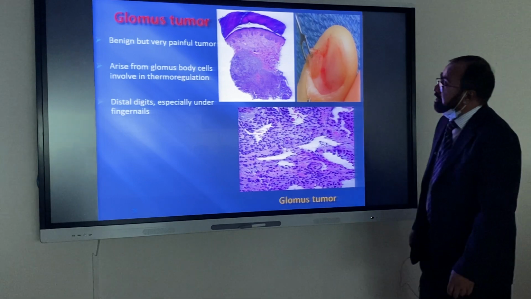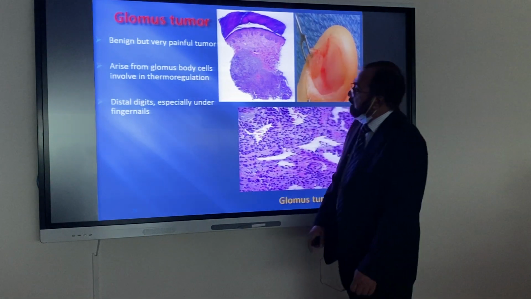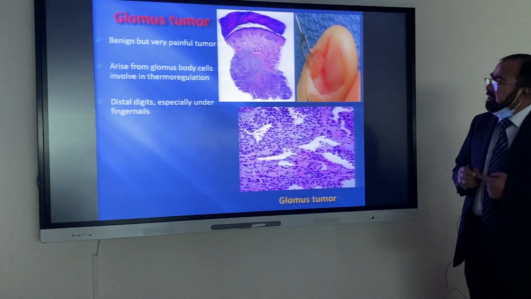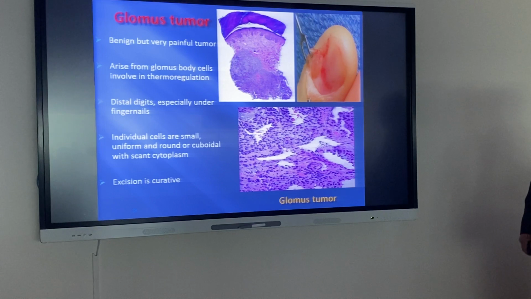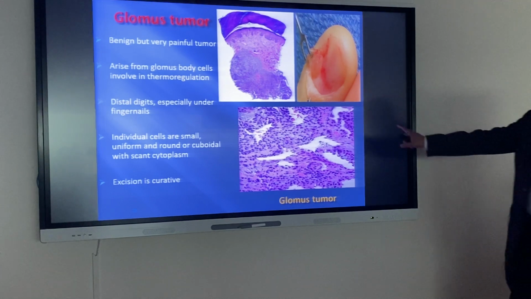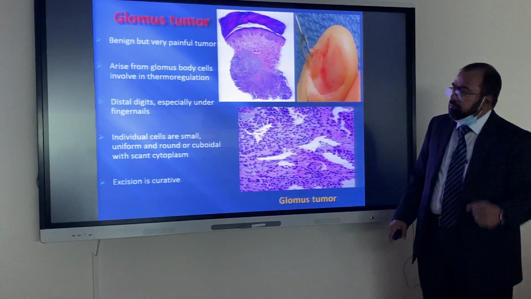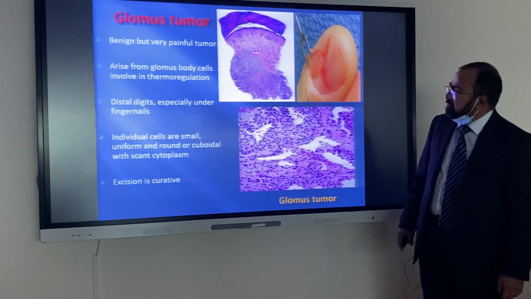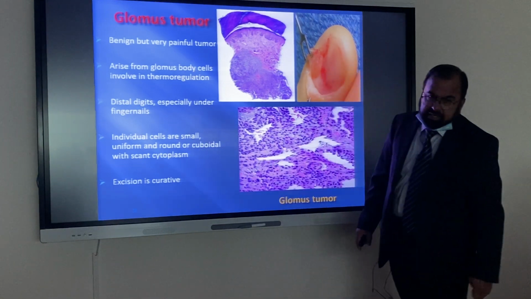It arises from the glomus body cells, which are involved in thermoregulation. Present in the distal digits, especially under the nails. Individual cells are small and uniform, just as if somebody has spread some marbles around, with cuboidal nuclei and scanty cytoplasm.